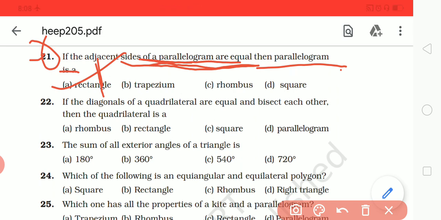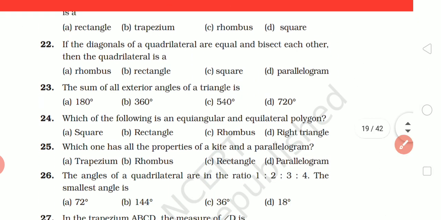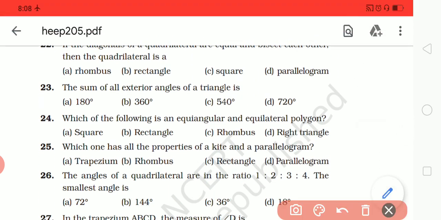If the sides of the parallelogram are equal, it becomes a rhombus, and a square also; it becomes a square. Now come to the 22nd question.